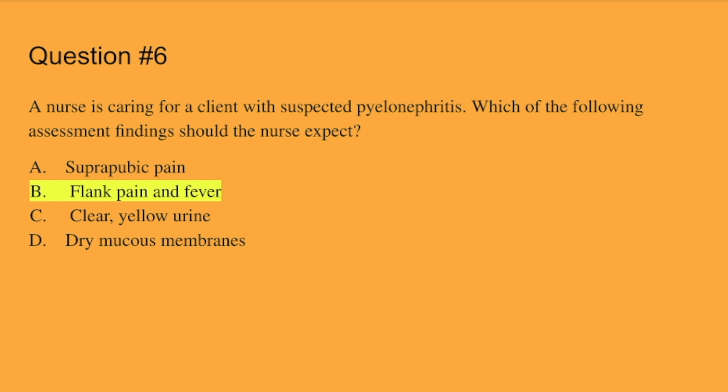But let's look at the other answer choices. A, suprapubic pain. This is more associated with a bladder infection. C, clear urine. This isn't typical for infection. Clear yellow urine is what you'll see with a healthy patient that doesn't have urinary elimination problems. And D, dry mucous membranes. This suggests dehydration, not pyelonephritis. So, pyelonephritis is a kidney infection, and flank pain, fever, chills, and possibly nausea are the common signs you want to look for.